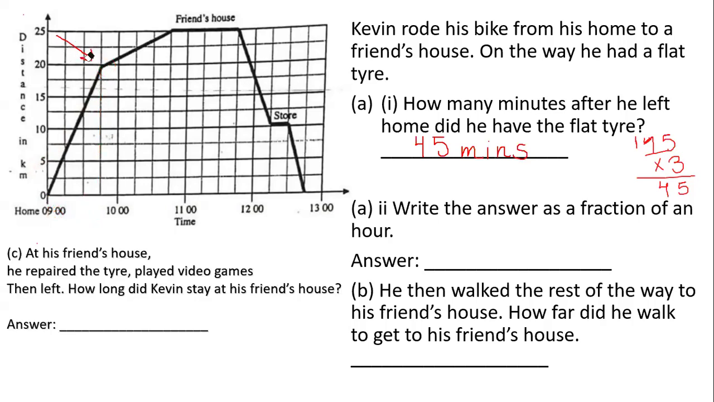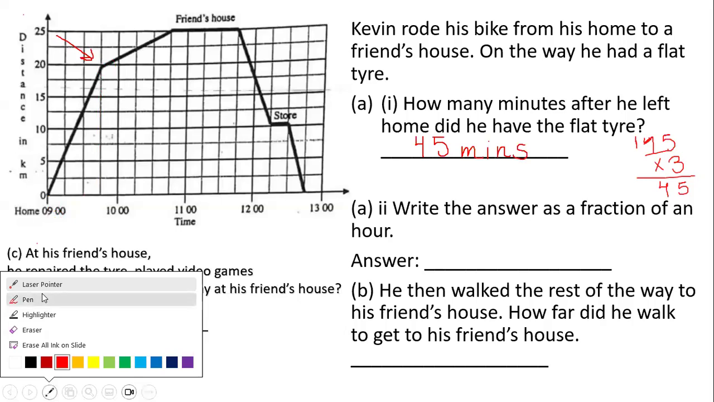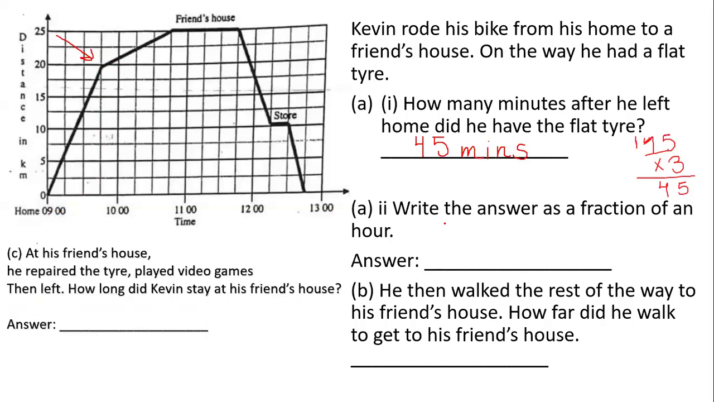Now let's go on to the next question. The next question says, write the answer as a fraction of an hour. So what is 45 minutes as a fraction of an hour? 3/4, or 45 over 60. So we're going to say 45 over what? 45 over 60 is equal to 3/4. Where did you get 60 from? Because there's 60 minutes an hour. Very good. 1 hour is equal to 60 minutes. And so we have 45 over 60.